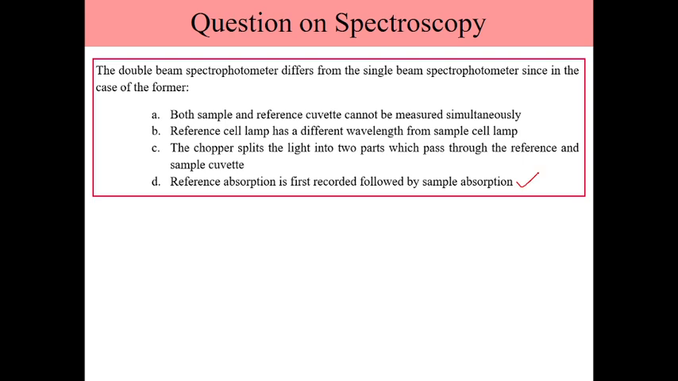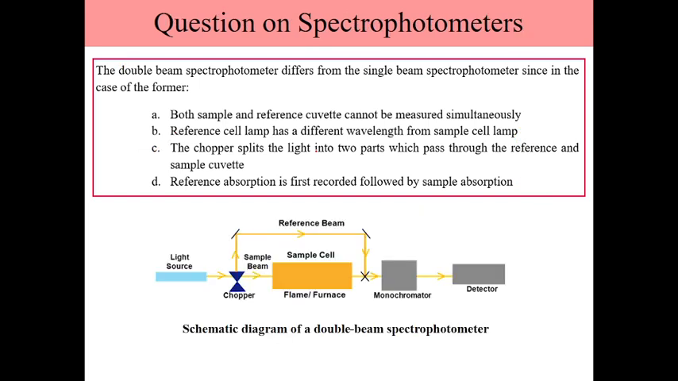Now this is the case for the single beam cuvette, and so this cannot be the answer, right? Because they have asked you about the property of the double beam, and this is a property of the single beam. When we have only one cuvette, first you add the reference and then you add the protein. You remove the reference and then you add the sample. So this cannot be it. Both sample and reference cannot be measured simultaneously. That is also not true, because both can be measured simultaneously. This is definitely wrong because there is a single lamp, and so we are left with the third one, which says that the chopper splits the light into two parts, which is very true.